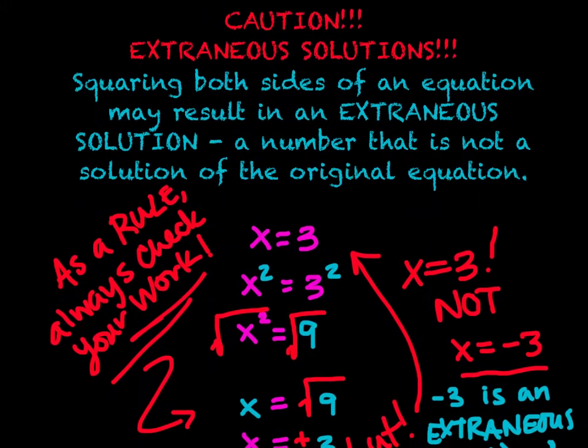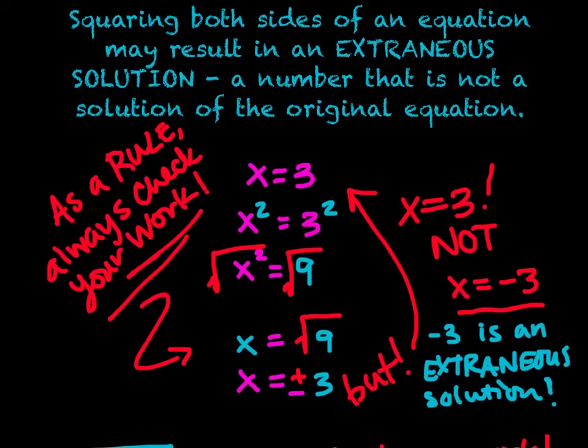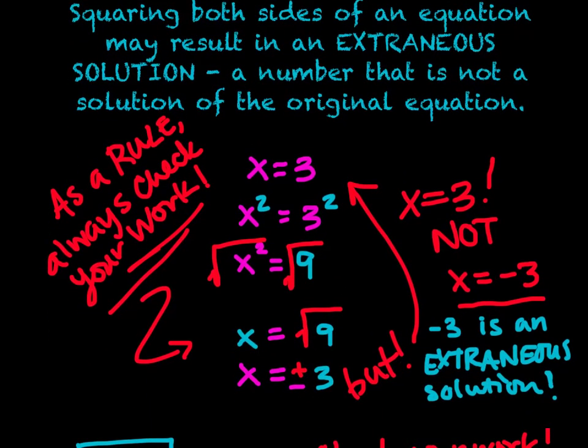Now here is my disclaimer message. Caution, be careful of extraneous solutions. Squaring both sides of an equation may result in an extraneous solution. That is a number that is not a solution of the original equation. The reason why this happens is essentially when we square both sides, we know when we take the square root of that, we will get a positive and negative answer, period.